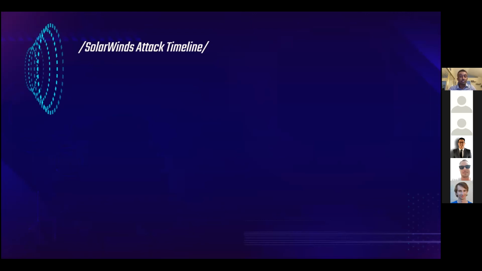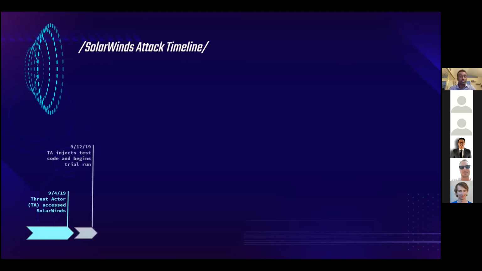So if we look at the first day on our list, September 4th of 2019, we can see the threat actor accessed SolarWinds. The date on which the hackers first accessed SolarWinds was unknown for a while. However, this past January 11th of 2021, the SolarWinds CEO, Kevin Thompson, disclosed that September 4th was in fact the date. And if we go on about a week later, on the 12th of September, we can see the threat actor injected test code and began a trial run. This ran for about 2 months and lasted until November 14th, as we can see on the next day.